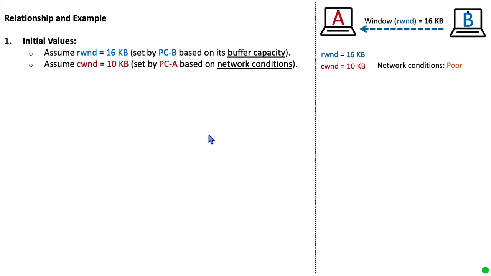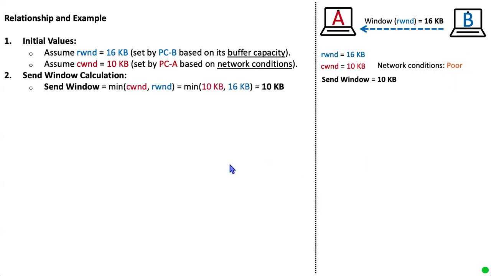Now what about that congestion window? Let's have PCA set this at 10,000 bytes. This is based on network conditions, and we're going to see how it does that a little later. But right now, let's say that the network conditions are kind of poor. So what is the send window? The send window is going to be the minimum between this congestion window and the receive window from PCB, whichever one is less. So which one's less?